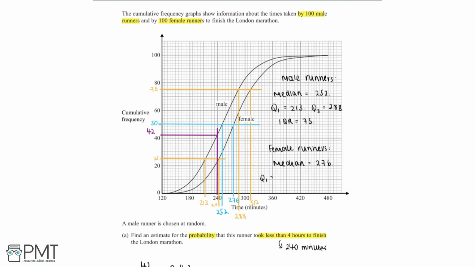We found that the lower quartile for the female runners is equal to 243, and that the upper quartile for the female runners is equal to 312. And so we've found that the interquartile range for the female runners is equal to 312 take away 243, which is equal to 69. So now that we've found out this information, we can answer part B.